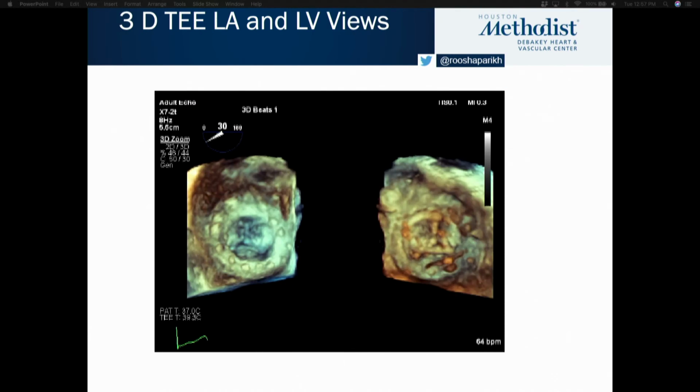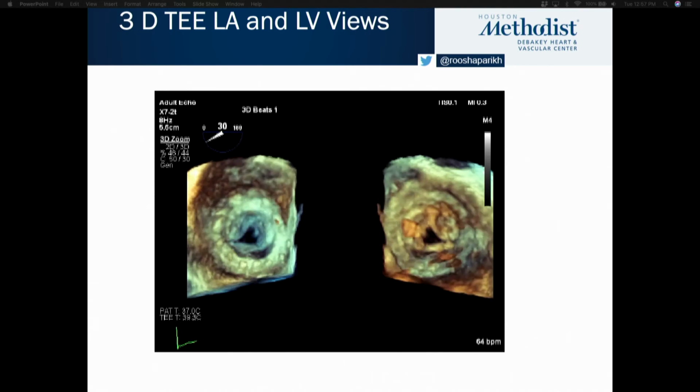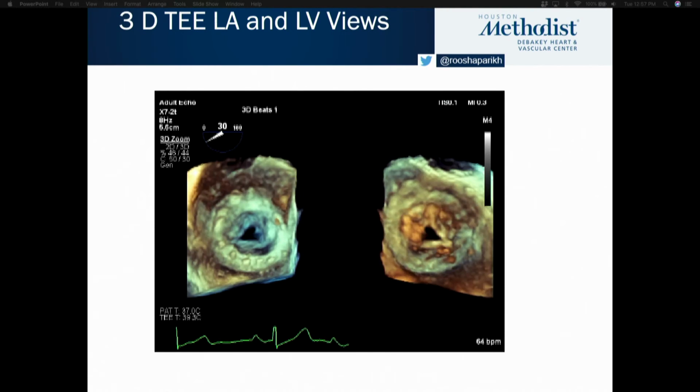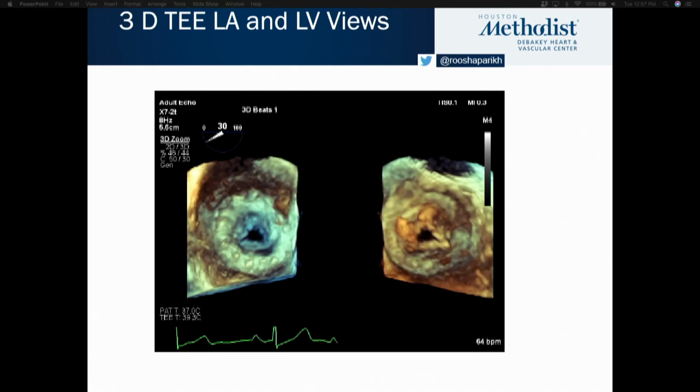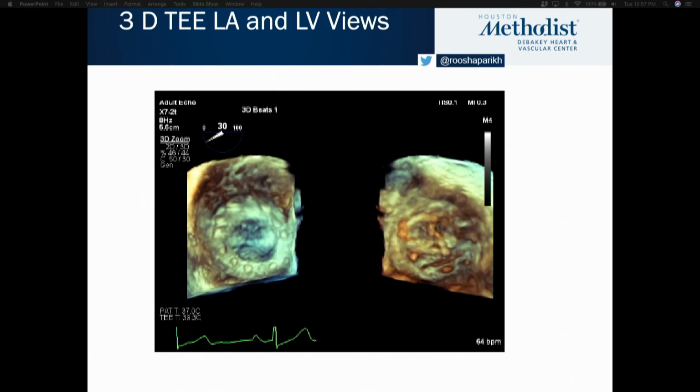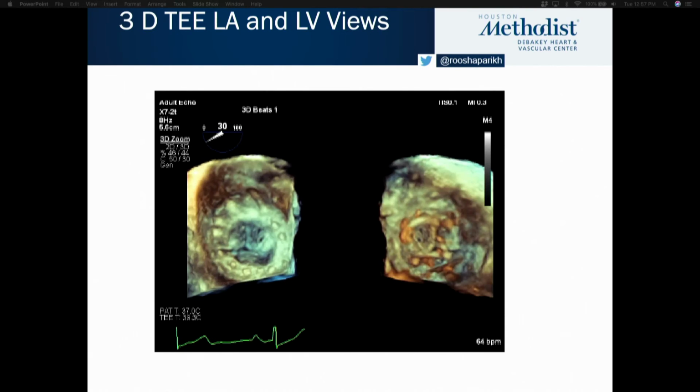This image is a 3D TEE view of simultaneously seeing the left atrial aspect and the left ventricular aspect of the mitral valve. On the left side, the aorta is at the 12 o'clock position, and on the right image, in the ventricular view, the LVOT is at the 12 o'clock position. Again, we can continue to appreciate the bioprosthetic mitral valve with the thickened leaflets and restricted opening.